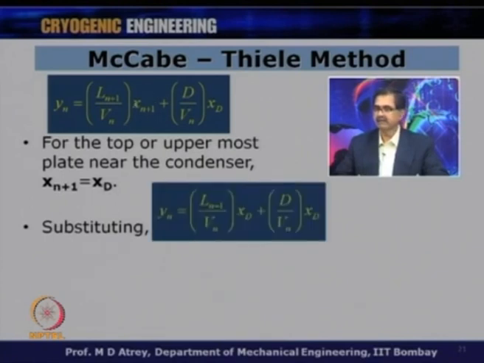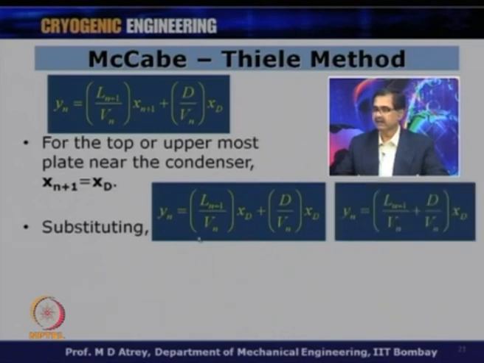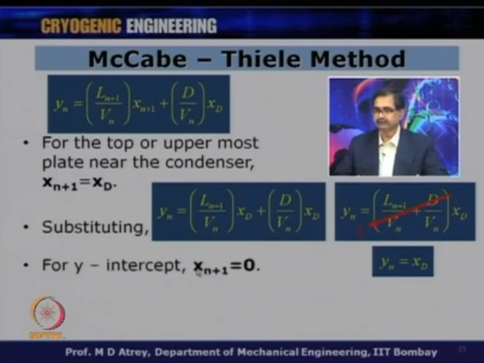I just replace xn plus 1 as xd. If I put the value of xd, taking common and putting the relationship between these two, this is nothing but equal to 1. So, what do I get? Yn is equal to xd. What does it mean? For the topmost plate, yn is equal to xd, not for any other plates, only for the topmost plate.